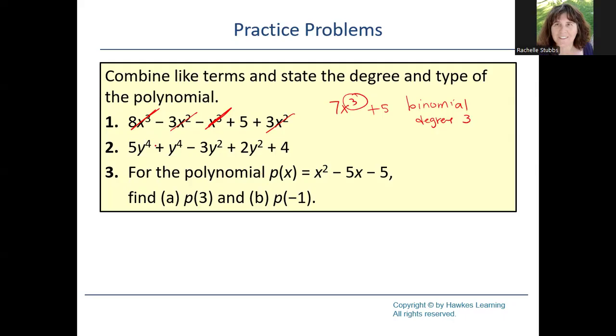All right, let's do this one. I have 5y to the 4. Any other y to the 4? Yep, right here. 5y to the 4 plus another y to the 4. That's 6y to the 4. I'm going to cross those out because I know I've taken care of them. -3y squared plus 2y squared. That's just going to be -y squared. Taking care of them. And +4. Oh, this has got 3 parts. So this is a trinomial. And its leading term is 6y to the 4th. And so the degree is 4.